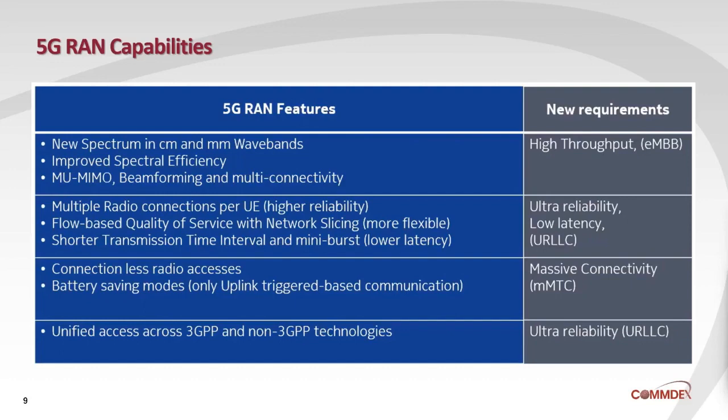5G RAN capabilities. In order to meet the extreme new requirements for high throughput, ultra reliable, low latency, and massive machine communication, it is important for the 5G new radio to be better than 4G. The table captures the main features of 5G RAN to accomplish this. For apps that need high throughput, 5G RAN can achieve this via centimeter and millimeter wavebands, which was not possible with 4G.